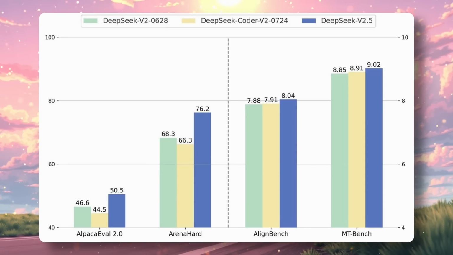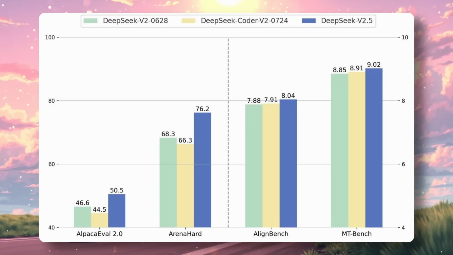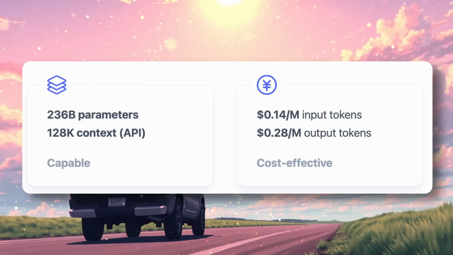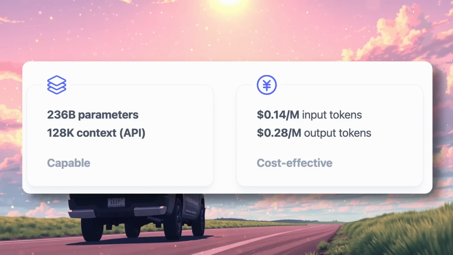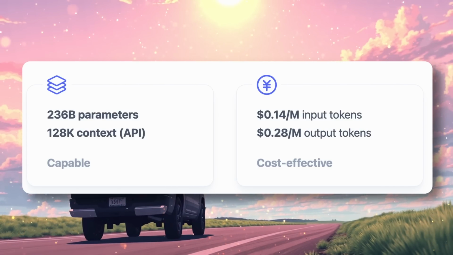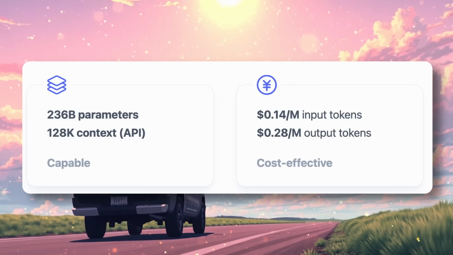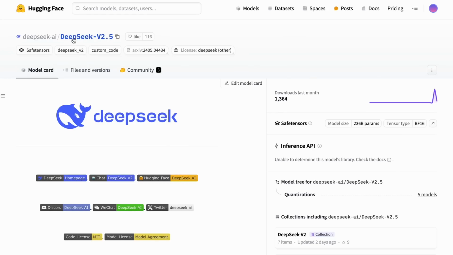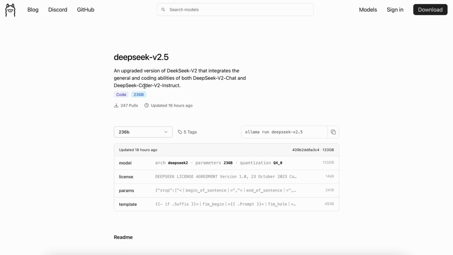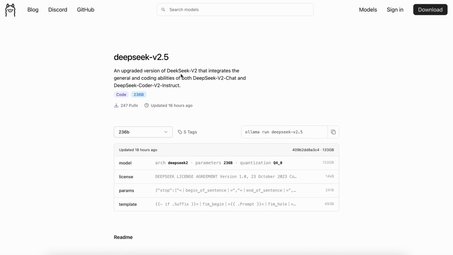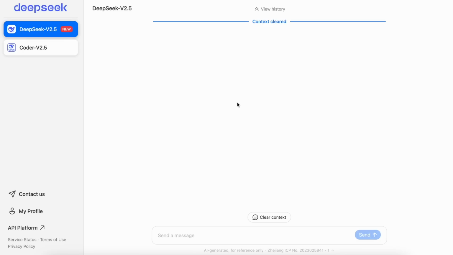In almost all the benchmarks, it scores higher than the previous DeepSeek models, which is great. Additionally, this model is a mixture of experts model with a total of 236 billion parameters and an active parameter count of about 21 billion, which is impressive. They've released the open weights for the model on Hugging Face, and it's also available on Ollama. On top of that, you can try it out for free without any limits on the DeepSeek chat platform. So, let's head over there and test it out.